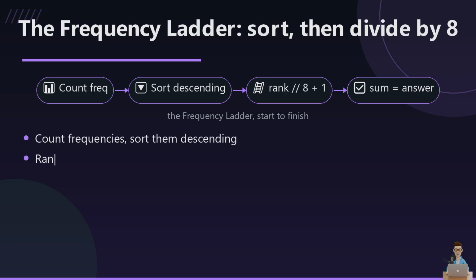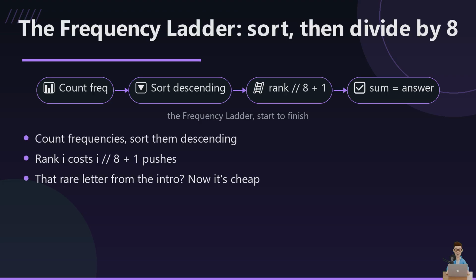Let's recap the whole journey. Count how often each letter appears, sort those counts from most frequent to least frequent, and then each letter's cost is just its rank divided by 8 using integer division plus 1. That's the entire frequency ladder, from the spice rack idea all the way to working code. Remember that poor letter C from the very start of the video, stuck costing 3 presses on the old fixed keypad? Now you know exactly how to design a keypad where a rare letter never has to be expensive, unless it truly is rare in your word.